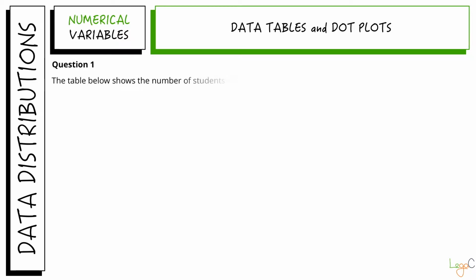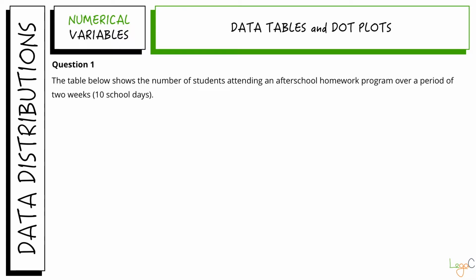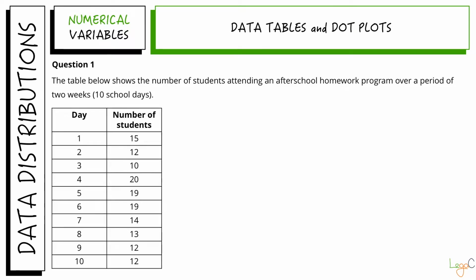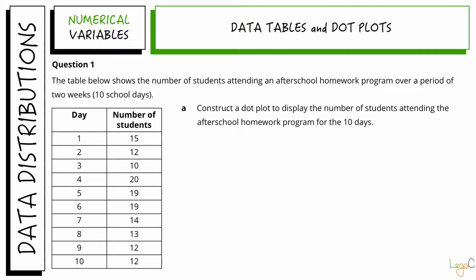The table below shows the number of students attending an after-school homework program over a period of 2 weeks, that is 10 school days. In part A, we are asked to construct a dot plot to display the number of students attending the after-school homework program for the 10 days. First, we need to draw a number line.